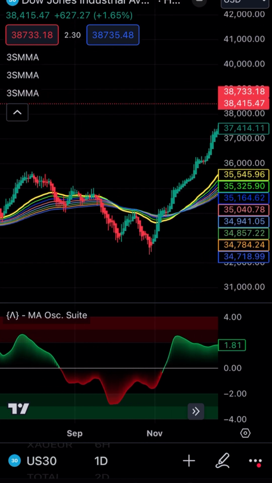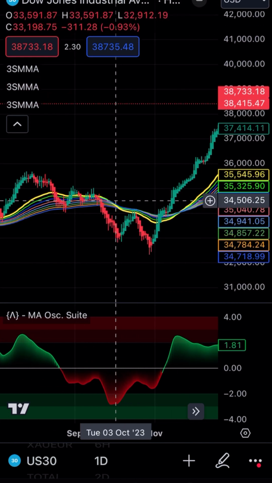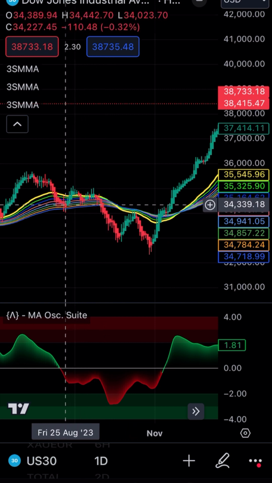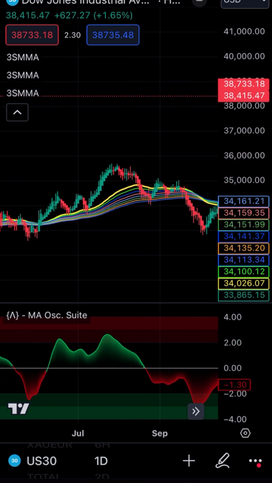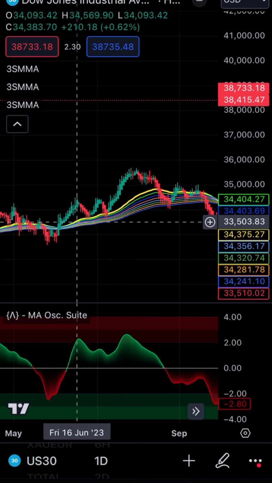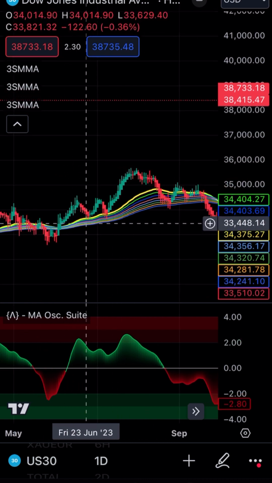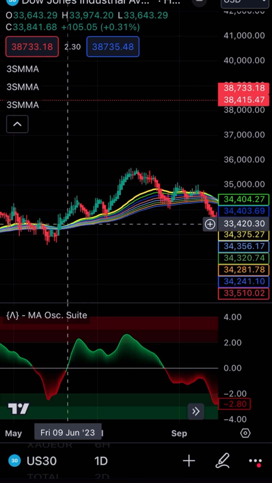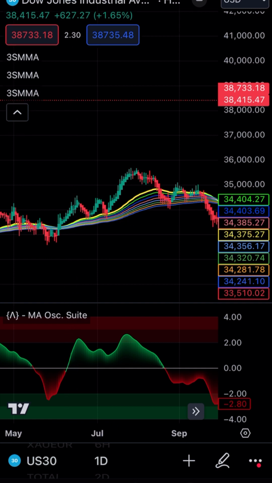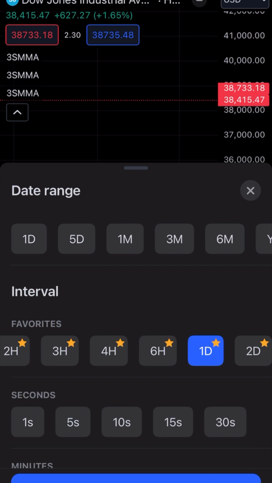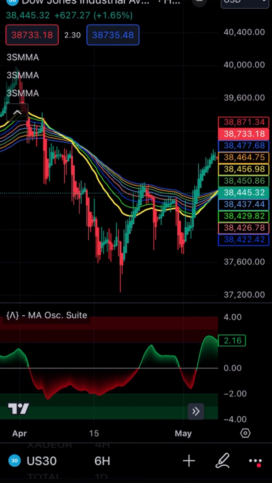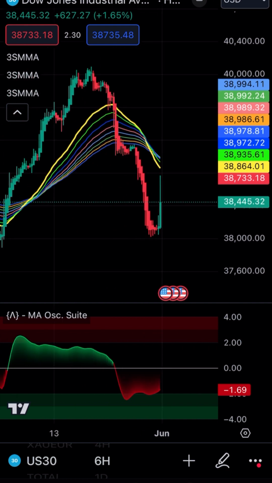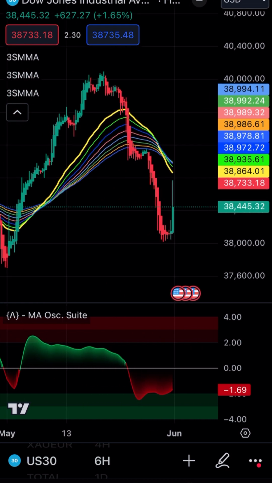So let's quickly look. Right here, it's crossed. It's a downtrend, but you would have had to get in right here. Right here, we see an uptrend. You see that the yellow line and everything's above it, so you would come in right about here. So let's real quickly look at the 6 hour.